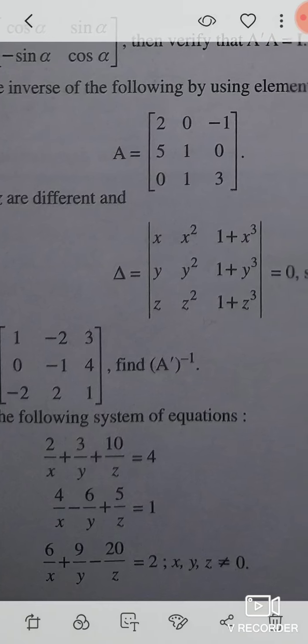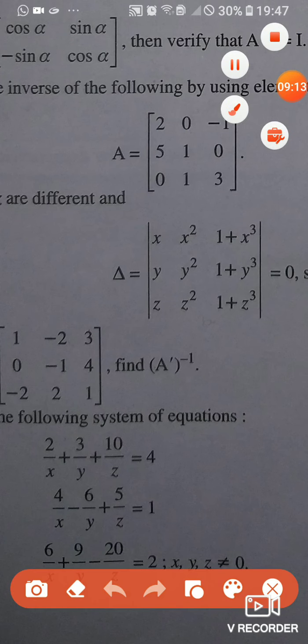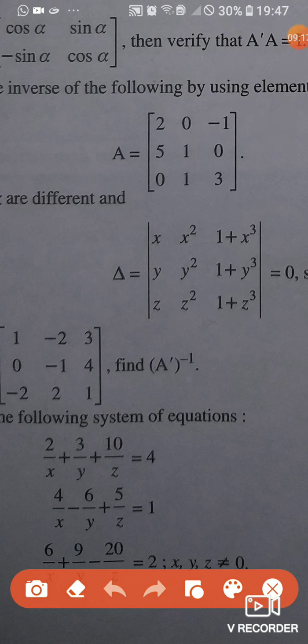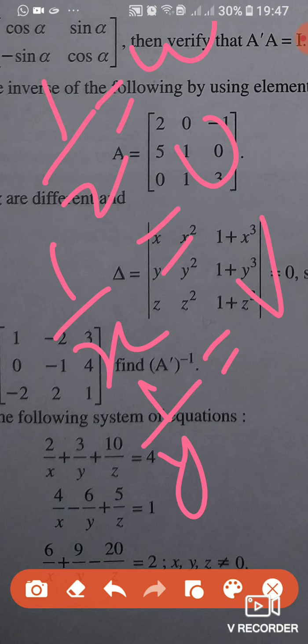Now come to question number 11. Solve the following system of equations. My dear student, this is also a very important question. At first you will represent these equations in a proper form, that is, let 1 upon x equal u, 1 upon y equal v, 1 upon z equal w.